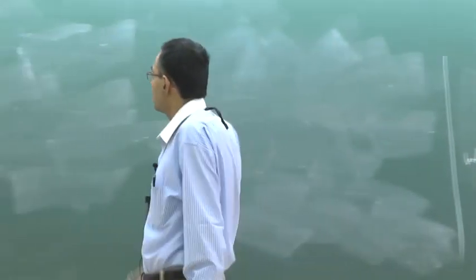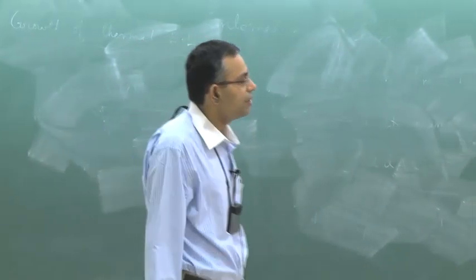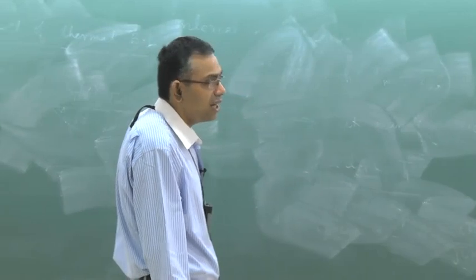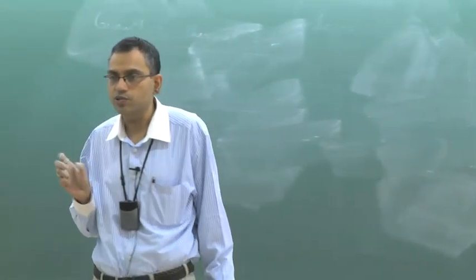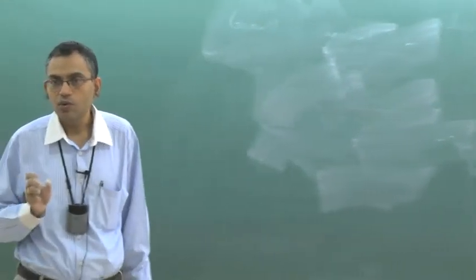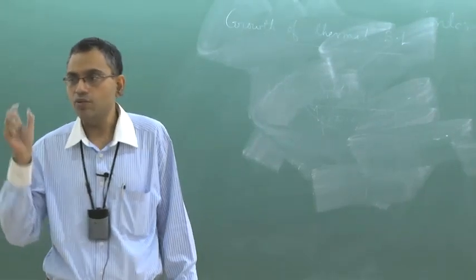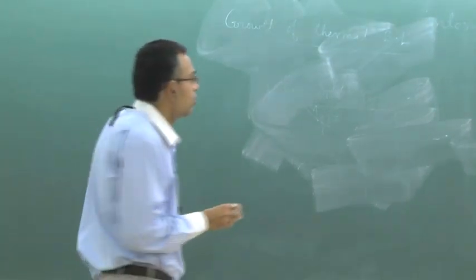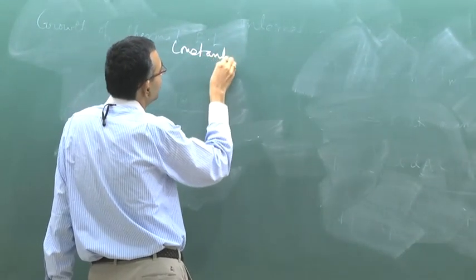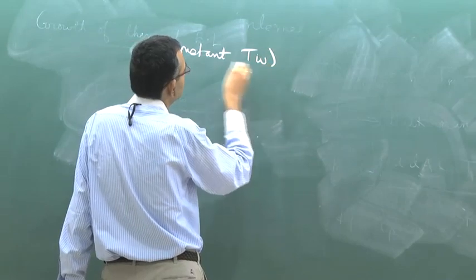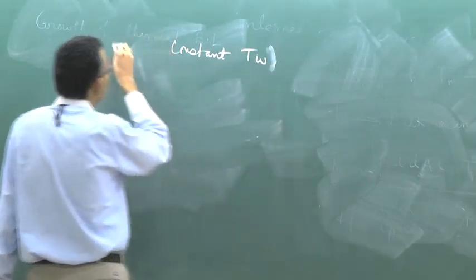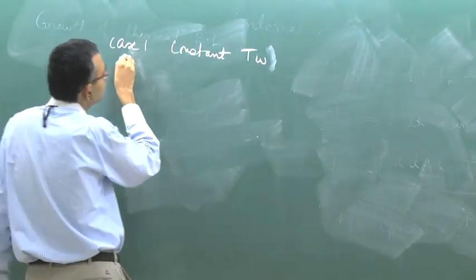Now, we will have some observations with regard to two different boundary conditions which we will discuss in this course. One is a constant wall temperature, another is a constant wall heat flux. So, constant T wall, what is the consequence? So, this is case 1.